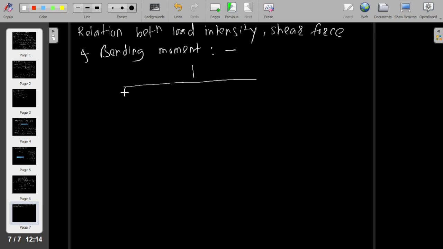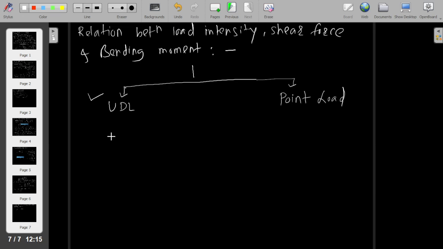See, here in this case, we see the load is uniformly distributed, right? Uniformly distributed load is there. Also, we have seen the load is concentrated, that is point load, okay? The point load case, we will see it later, okay? How there is a relation between load intensity, shear force and bending moment. In the point load case, we will see. Now we will see for the uniformly distributed load, okay? This case we will see.